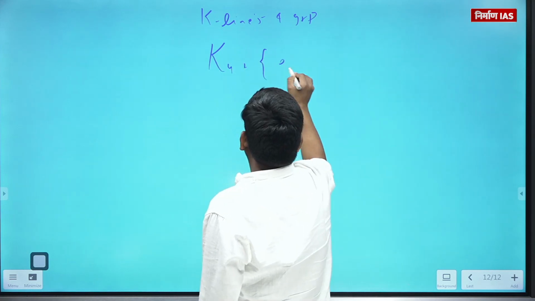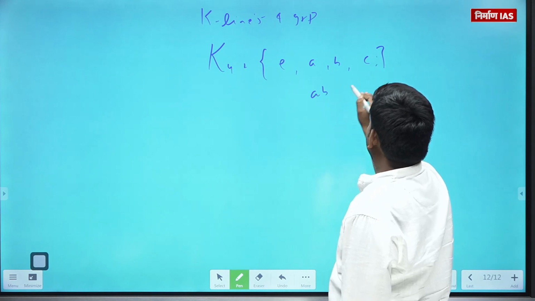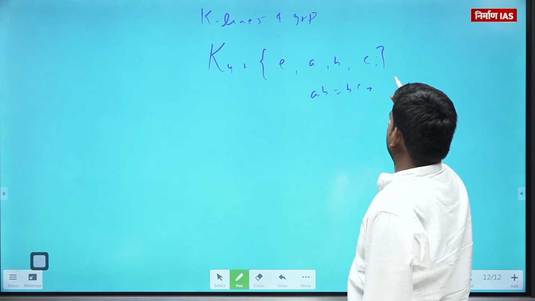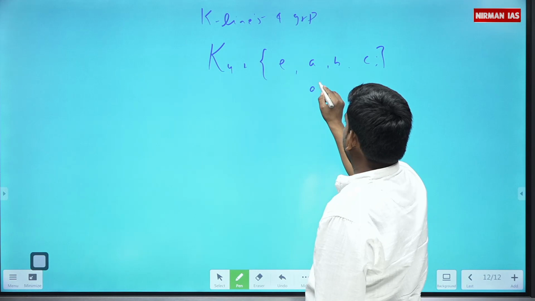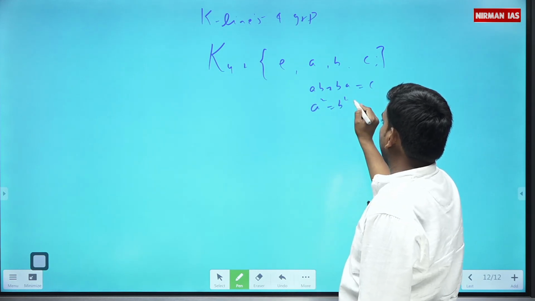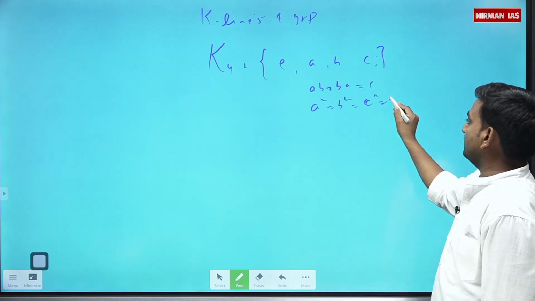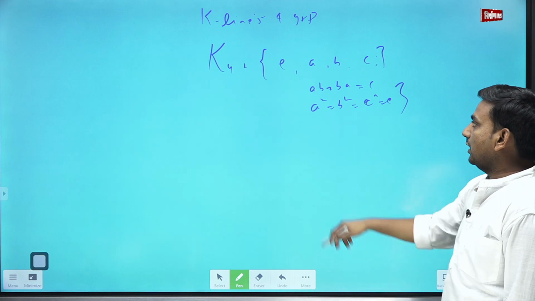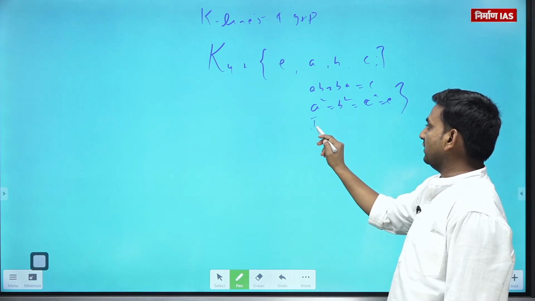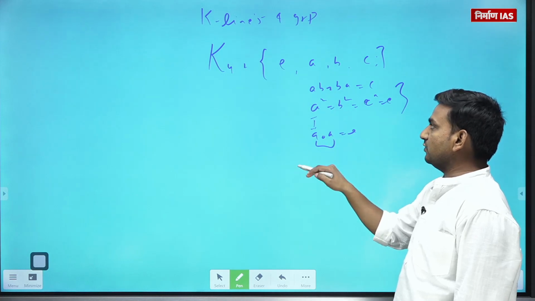K4: E, A, B, C, where AB is BC, sorry, AB equals BA, and that is C. Also A square, B square is identity. Also the C square is identity. A is self-inverse, because A composition A gives you identity. This means A is inverse of A.